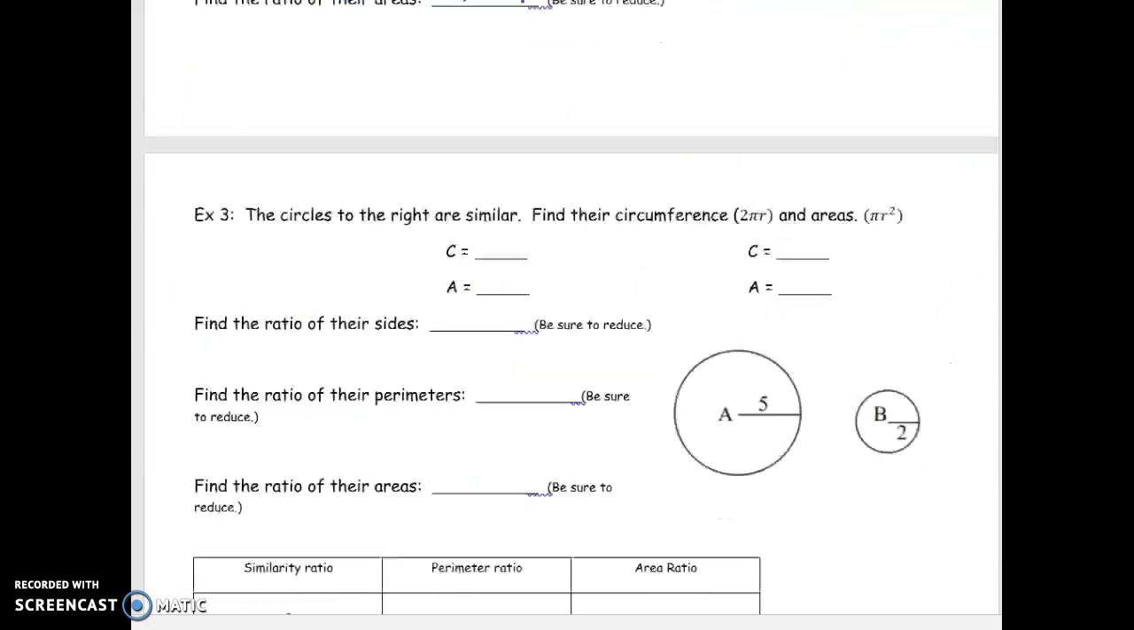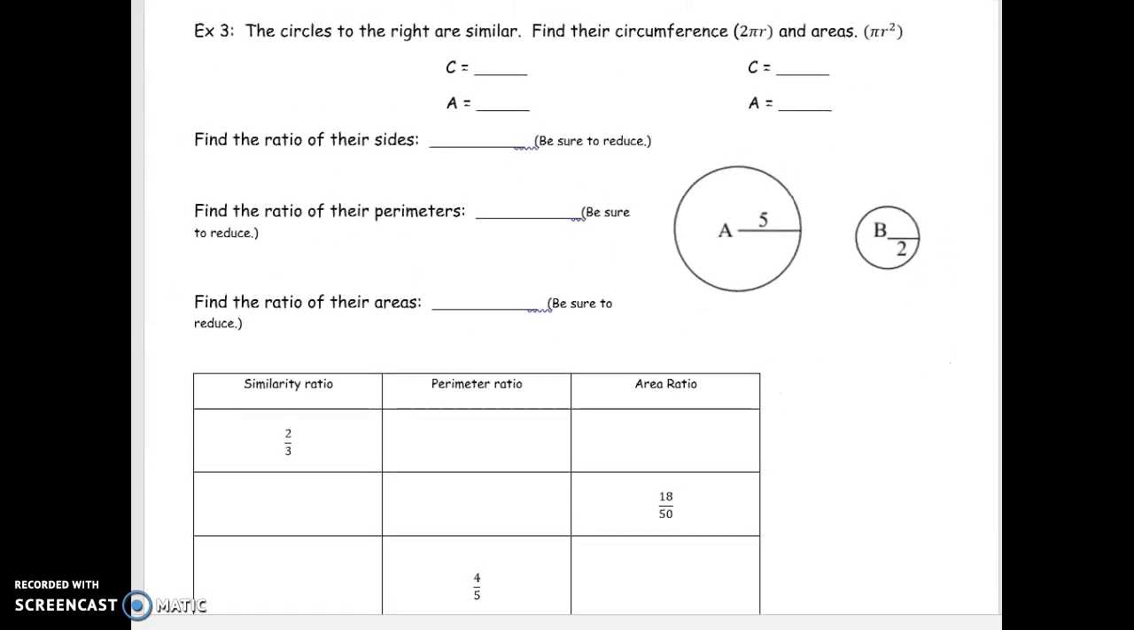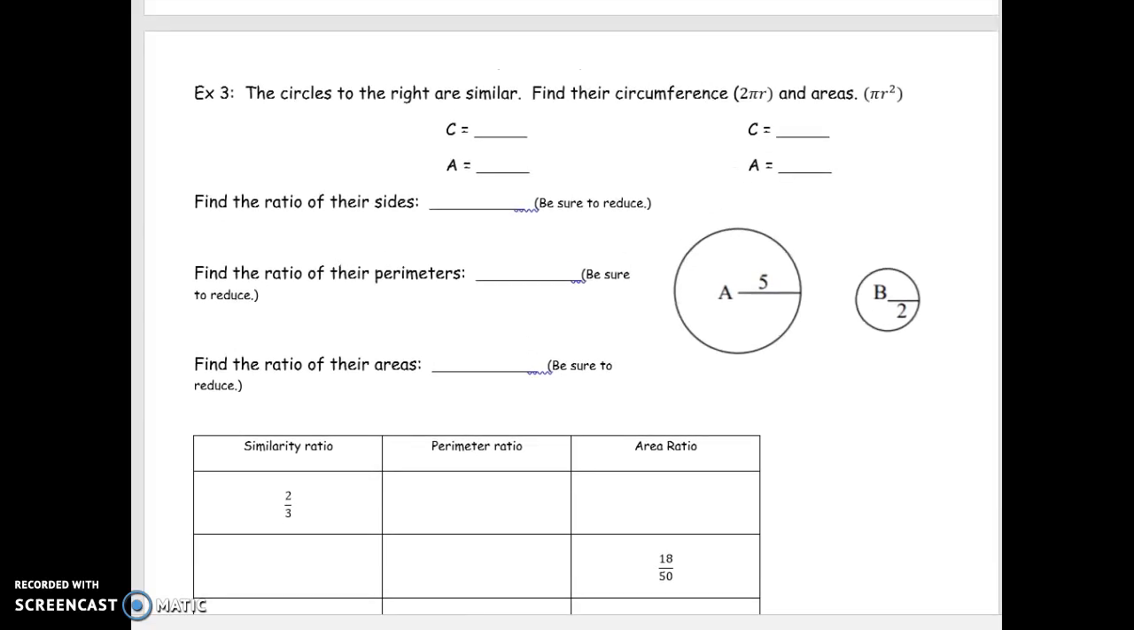All right, continuing on. We're going to take a look at circles. And really when we talk about a side of a circle, we don't have a side. We've got just one dimension, and that's their radius. So first thing I'm looking for is their circumference. I've got 2 pi times 5, and I'm just going to leave that in terms of pi. That would be 10 pi.